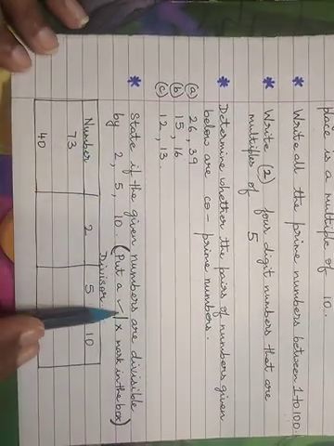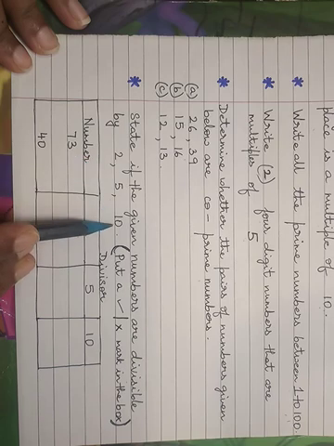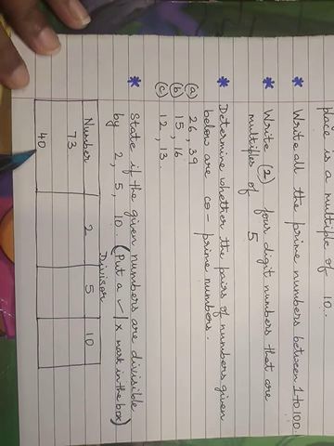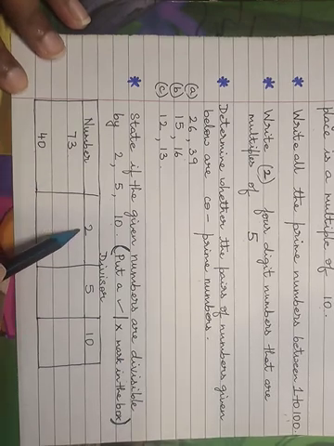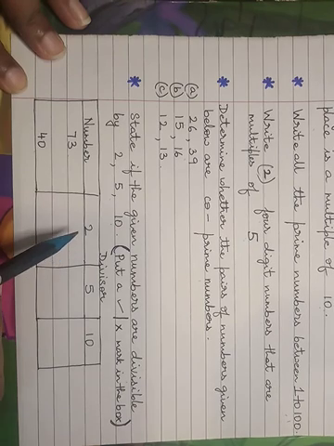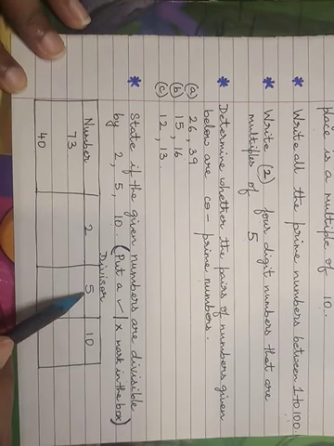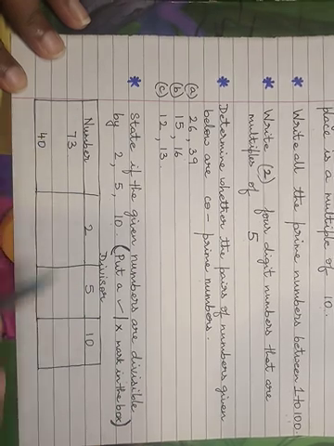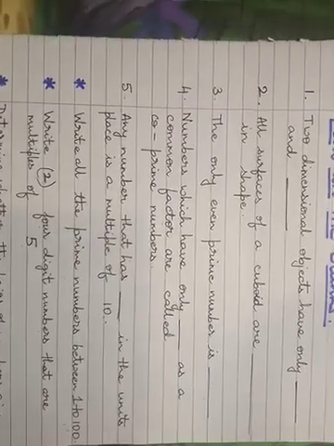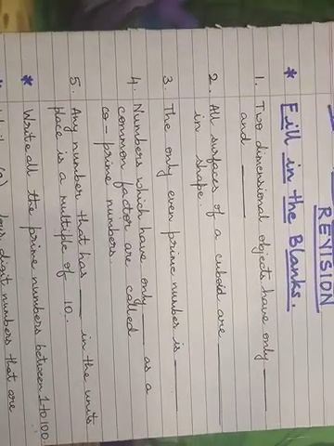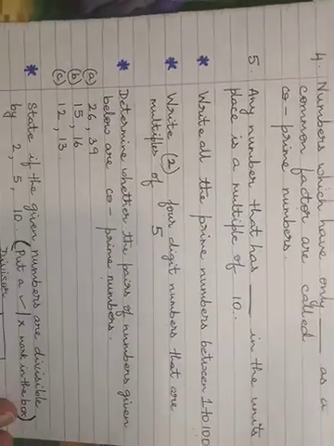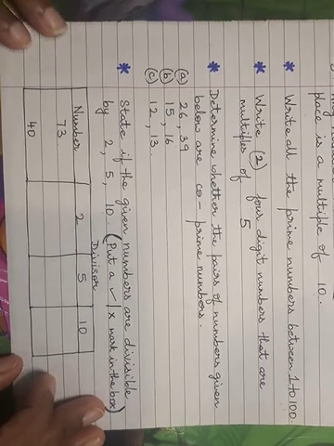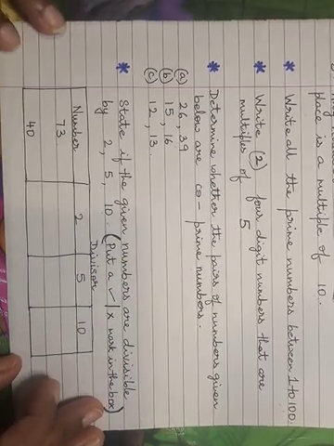Next, state if the given numbers are divisible by 2, 5 and 10. There's a table drawn. There are two numbers given, 73 and 40. If 73 is divisible by 2, then you put a tick. If it is not divisible, you put a cross. Similarly, if it is divisible by 5, then you put a tick or a cross. You can draw this table on your file sheet. Children, this entire revision paper, you will first solve on your notebooks or your file sheet papers, and then you will continue doing the work.